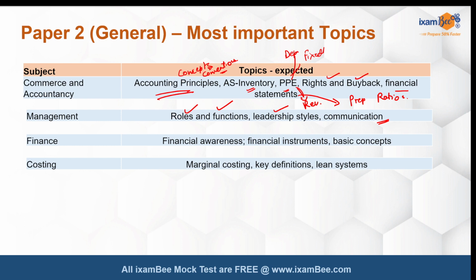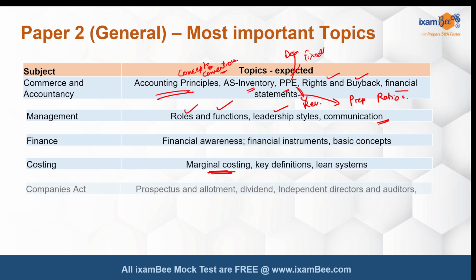The various lean systems that can be there, like 6 Sigma is there, 5S is there, right? What are the different wastages that have to be reduced? So lean systems is again a very scoring and recurringly asked topic in these exams. And then another very important one, from the numerical point of view also, is marginal costing. Both the concept and the numericals related to marginal costing, break-even analysis, contribution is a very important topic.